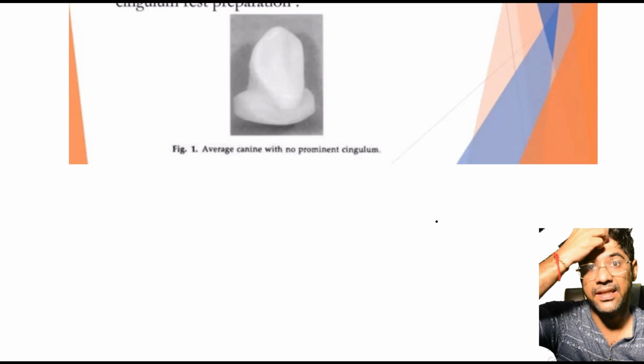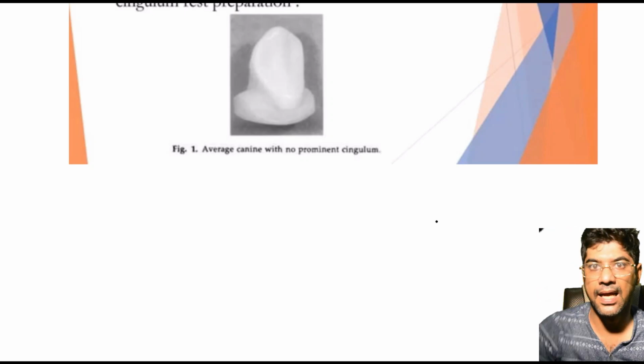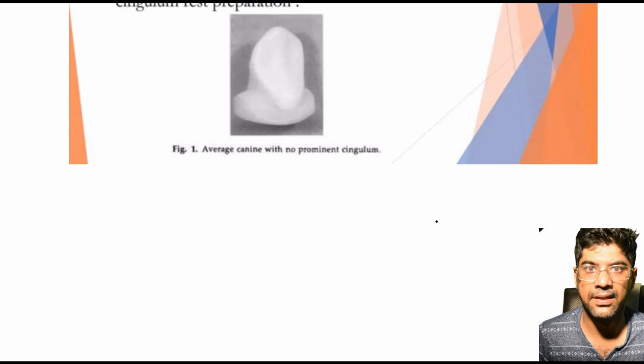So what is the main difference between the alternative cingulum rest and the conventional inverted V design? The inverted V design engages a prominent cingulum. The alternate design, described by Ivanhoe, does not rely on the cingulum prominence. Instead, it uses a broader saddle-like shape that can be adapted to teeth with less prominent cingulum.